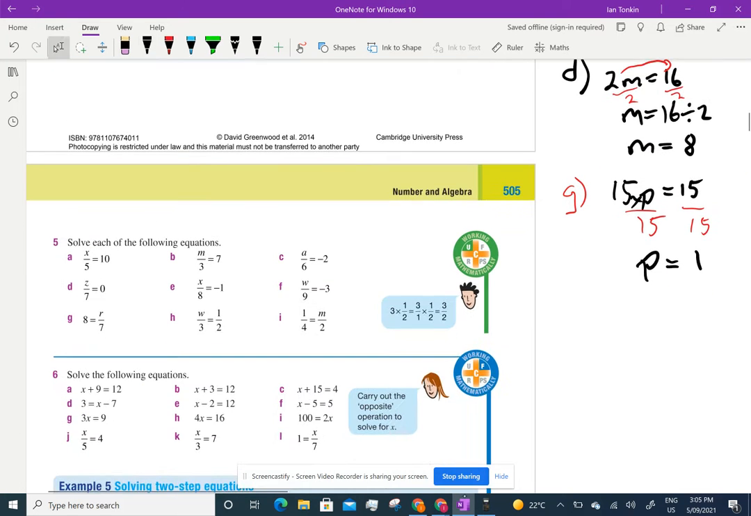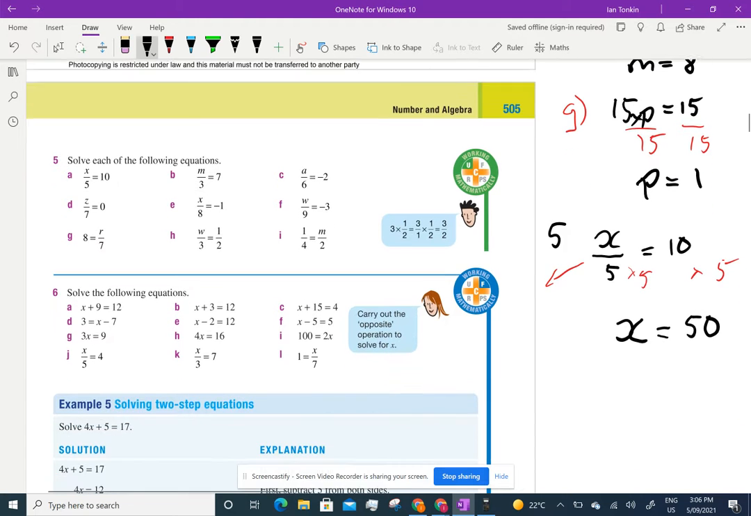Okay, 5. Here we go. X on 5 equals 10. Now, please remember that the vinculum in a fraction represents division. So to get rid of that 5, I'm going to times by 5 and I'm going to times by 5. That gets rid of the 5. I'm just left with the x. I've taken the 5 off. By multiplying by the 5, I've got rid of it. And 5 times 10 is 50. The other way to think about it, that was A.